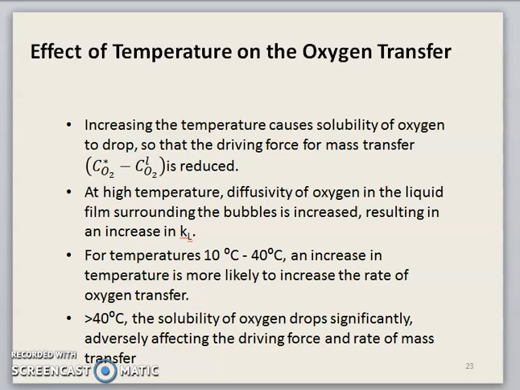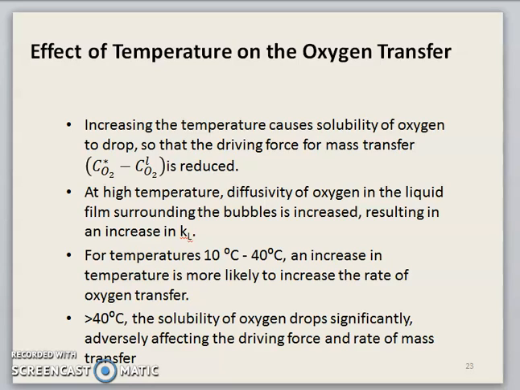Effect of temperature on the oxygen transfer. Increasing the temperature causes the solubility of oxygen to drop. As temperature increases, the solubility of oxygen will decrease, so that the driving force for mass transfer is reduced.